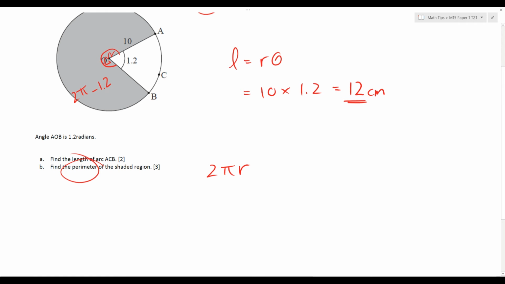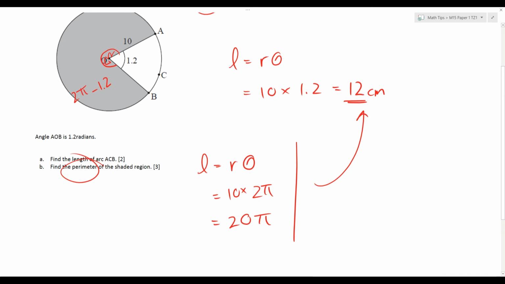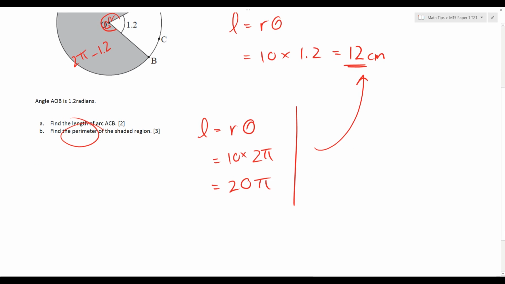Easy? Easy. Before I even do that, if we know that arc length equals r theta, and therefore if we're looking at the whole circle, theta will be equal to 2 pi, r will still remain the same as 10. So the arc length of the whole circle is going to be 20 pi. And we know from earlier calculation in part A, the current one is 12. So we're just going to simply write 20 pi minus 12.